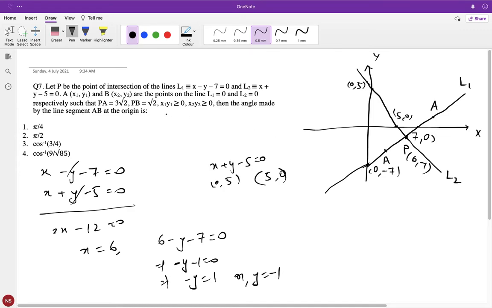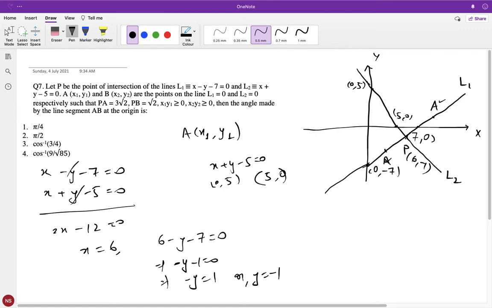But what has been given to us is point A is (x1, y1) such that x1 y1 is greater than or equal to 0. So the product of two numbers is greater than or equal to 0. That means either both of them are negative or both are positive, or either one is 0. When we come into this quadrant, x is positive and y is negative. So the product of positive and negative will be negative, so this is not possible. So A has to lie here.